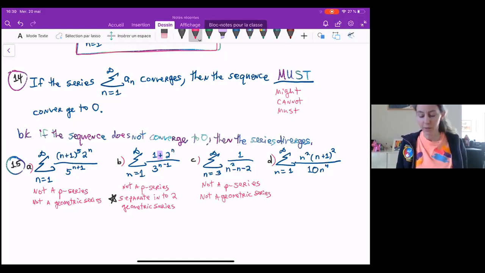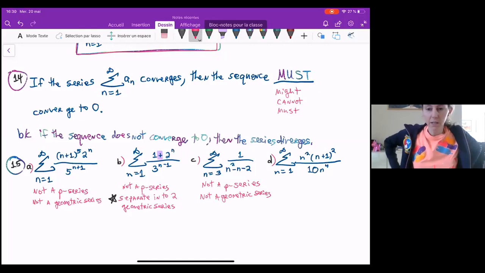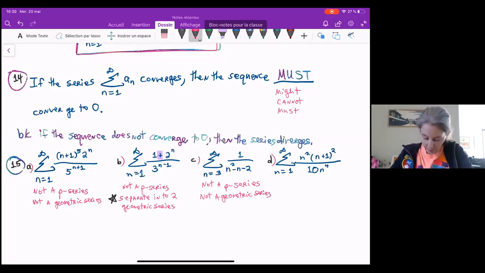Okay, what about the last one? P-series, geometric series? Is it a p-series? No. Is it a geometric series? No.